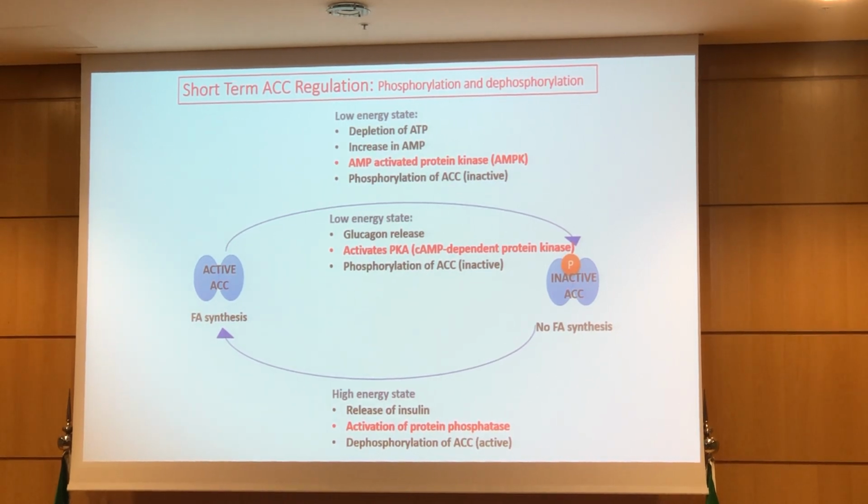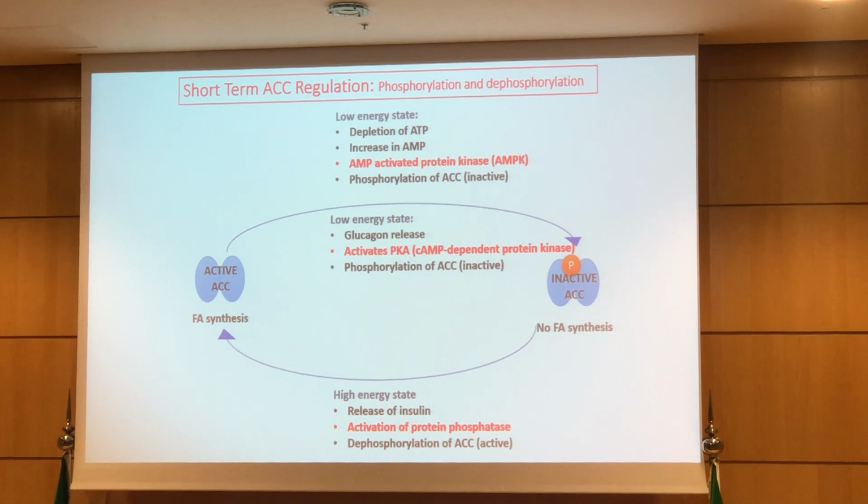Anything that will phosphorylate it will stop the enzyme from working. And what is that? More AMP than ATP, okay? Increase in AMP, or AMP kinase, which will activate protein kinase A, which will then phosphorylate the enzyme, and things like glucagon and epinephrine.